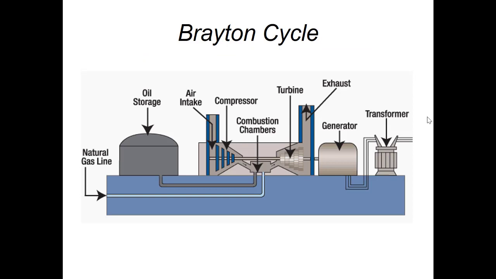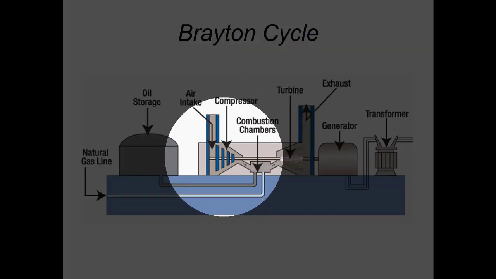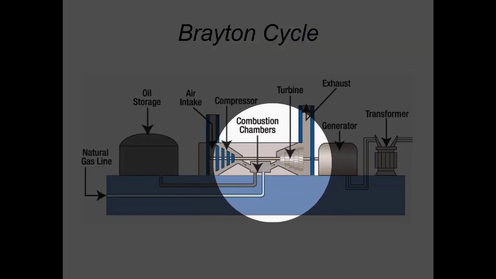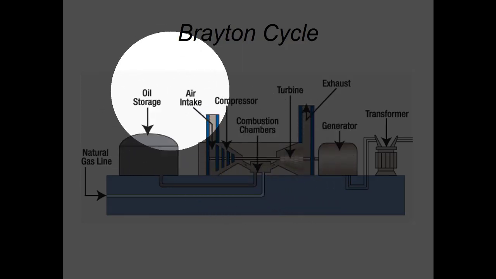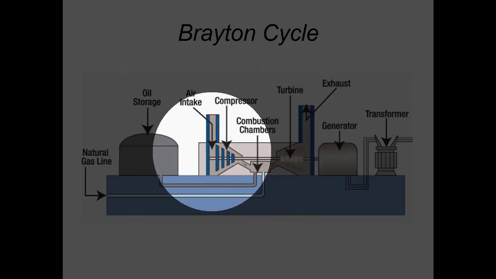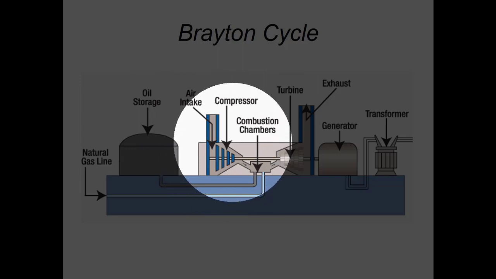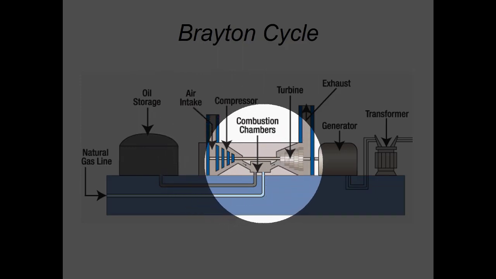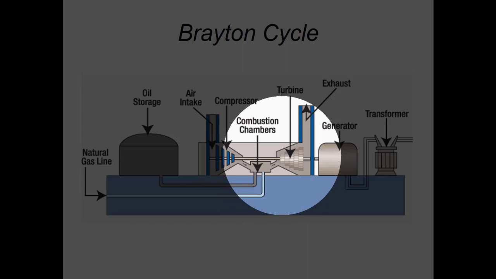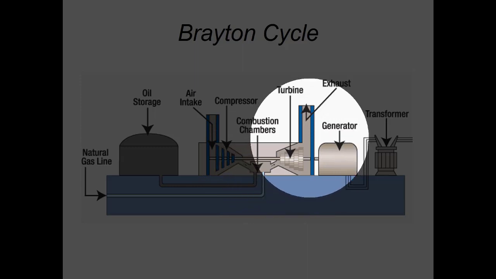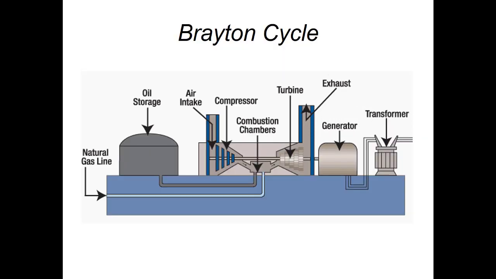So today we're going to talk about the Brayton cycle. This is a natural gas power plant cycle. You can see here we have a compressor and a turbine that run on the same shaft. We pull in air from the surrounding environment. We compress it in the compressor. Then it runs to a combustor. In this combustor, we have natural gas burning that heats up the fluid, causes it to expand out the turbine, and then we exhaust that gas into the environment again.